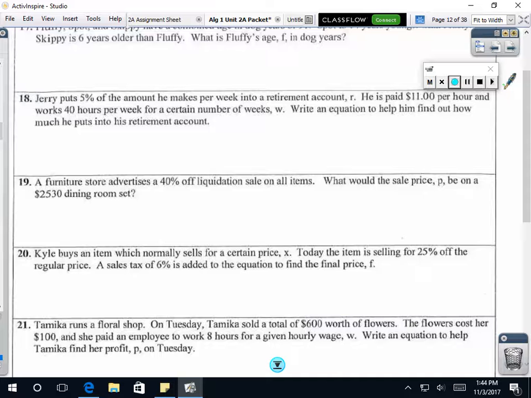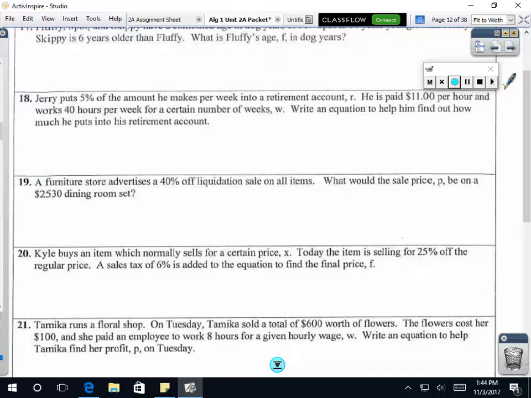Number 18. Jerry puts 5% of the amount he makes per week into a retirement account R. He is paid $11 per hour and works 40 hours per week for a certain number of weeks W. Write an equation to help him find out how much money he puts into his retirement. Okay, is there anybody that thinks that they got the equation correct?